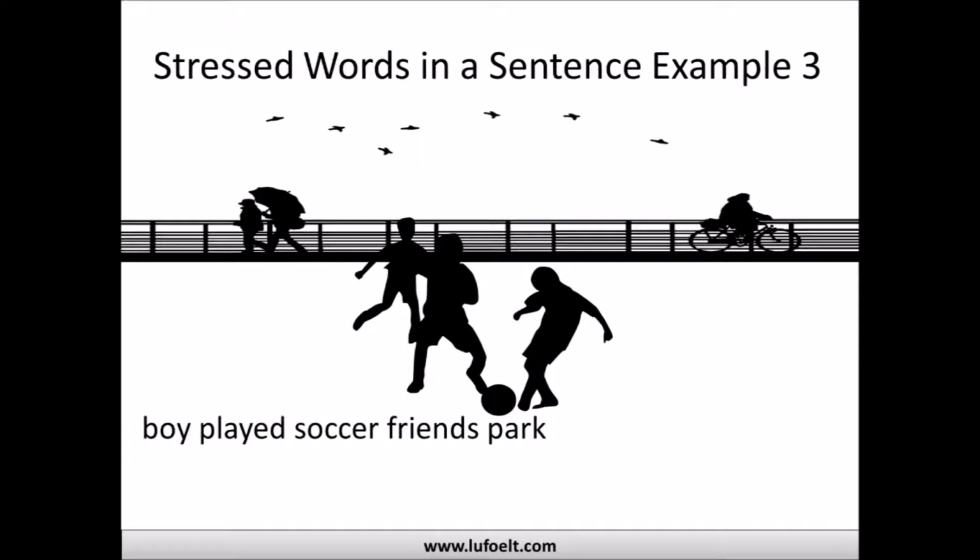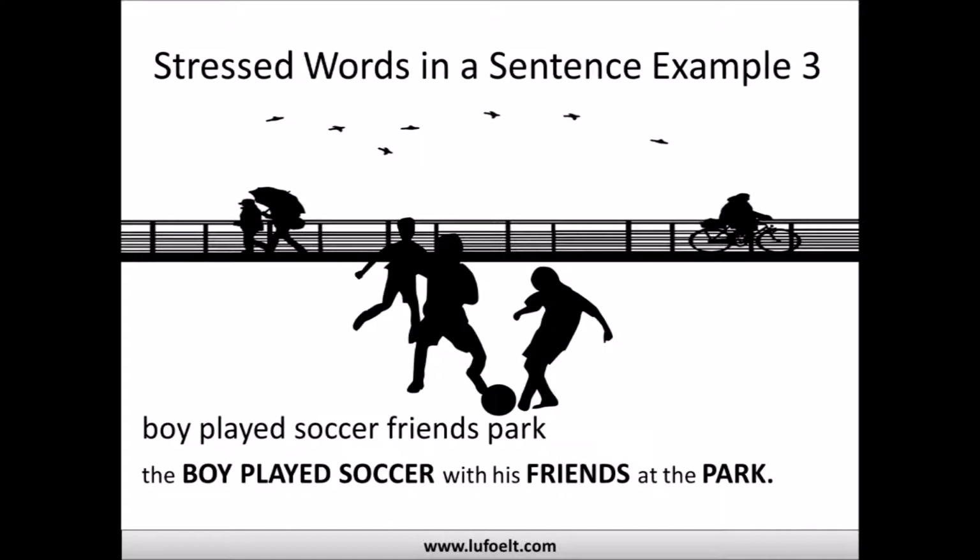These are the most important words in the sentence, so these are the words that I'm going to stress. The other words that go along with this to make this a complete sentence are not stressed. Okay, so the boy played soccer with his friends at the park. All right. When I slow down, you can really get a clear idea of what words should be stressed and what words should be unstressed.